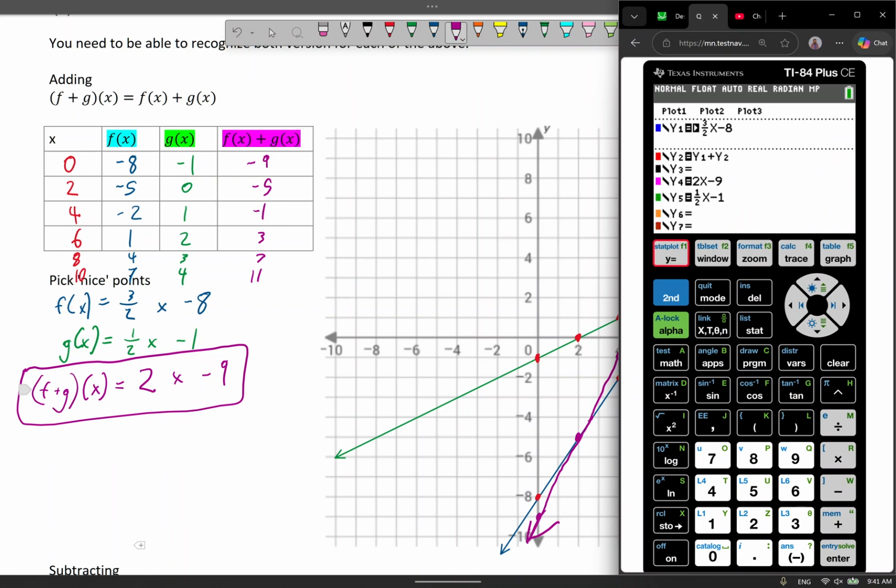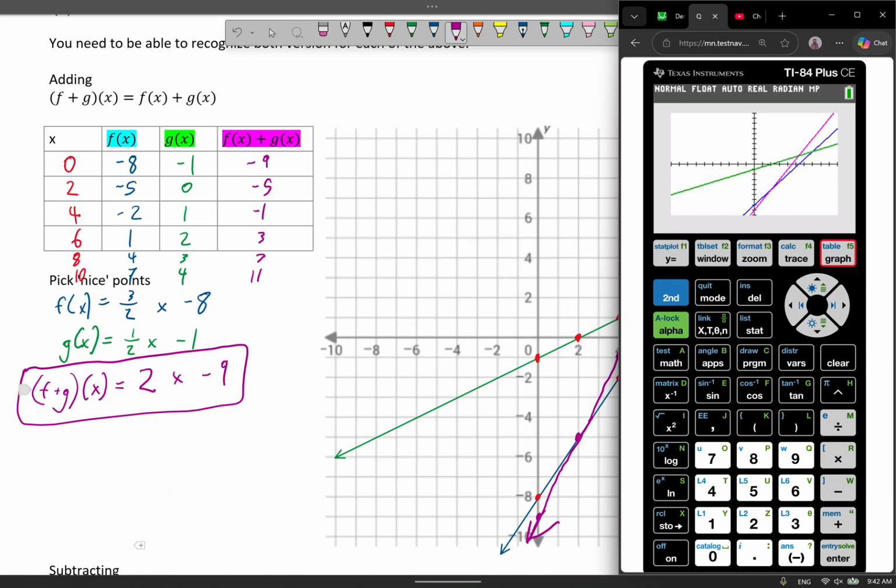It shouldn't be y2 because I used the y5. Y2 is graphing itself, so we're going to delete that. It's going to be y5, because the y1 is the blue one and y5 is the green one. So that's what I wanted to add together.